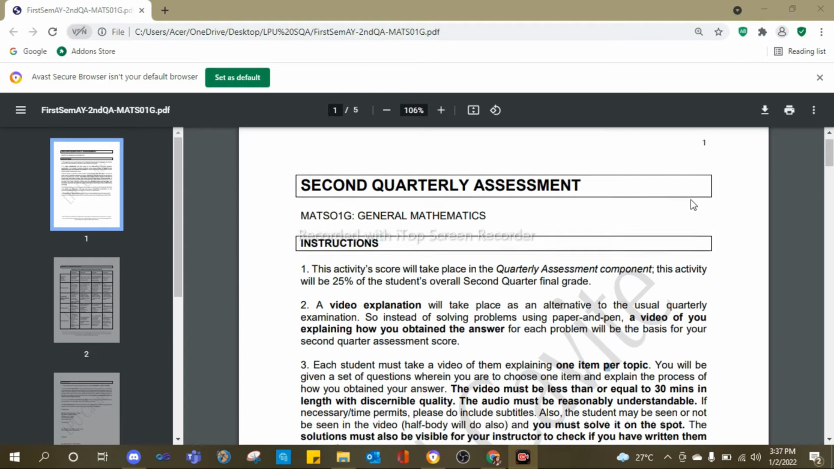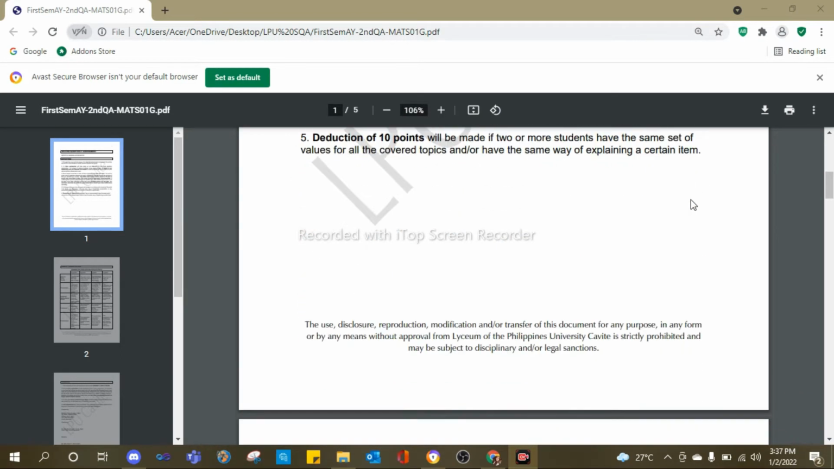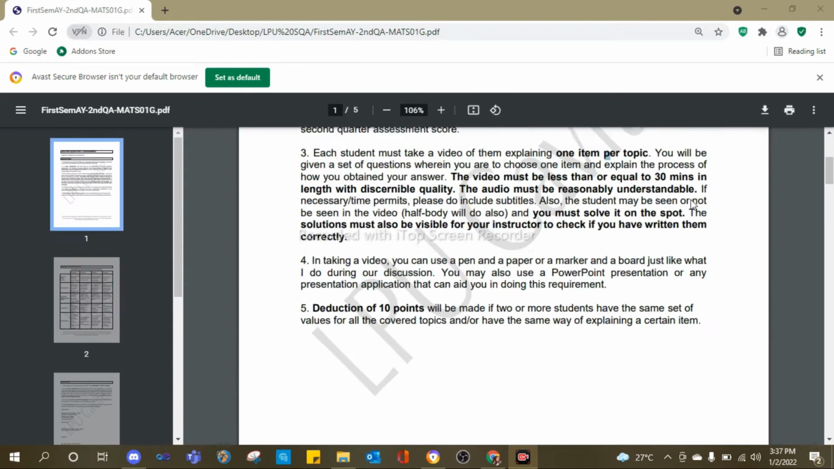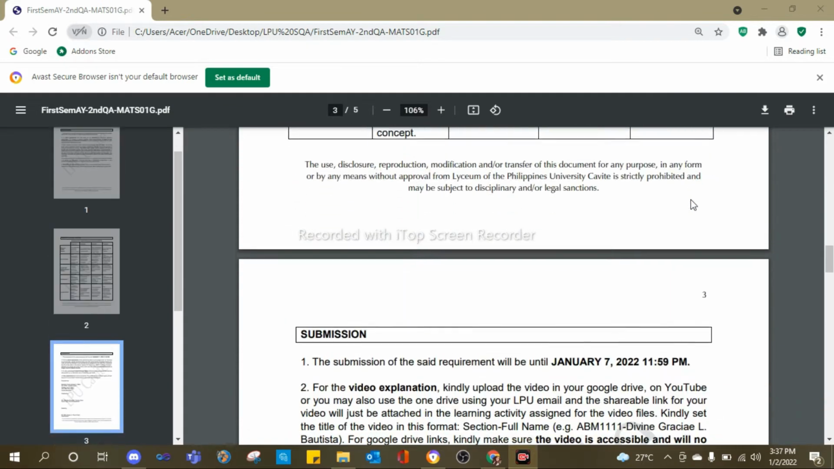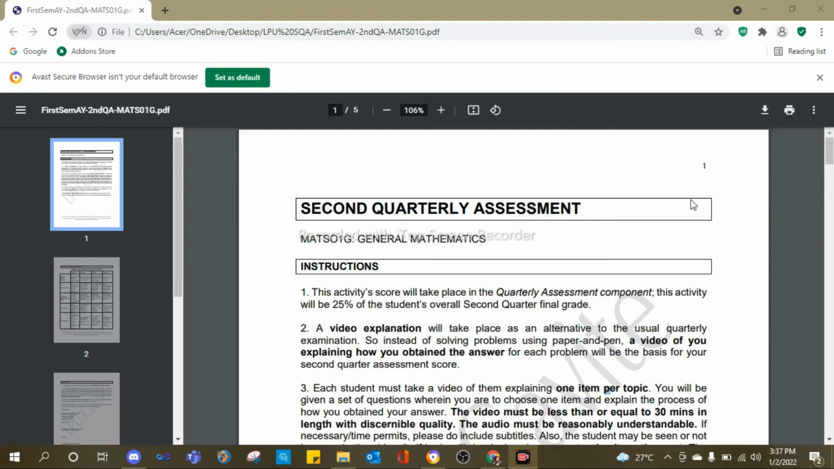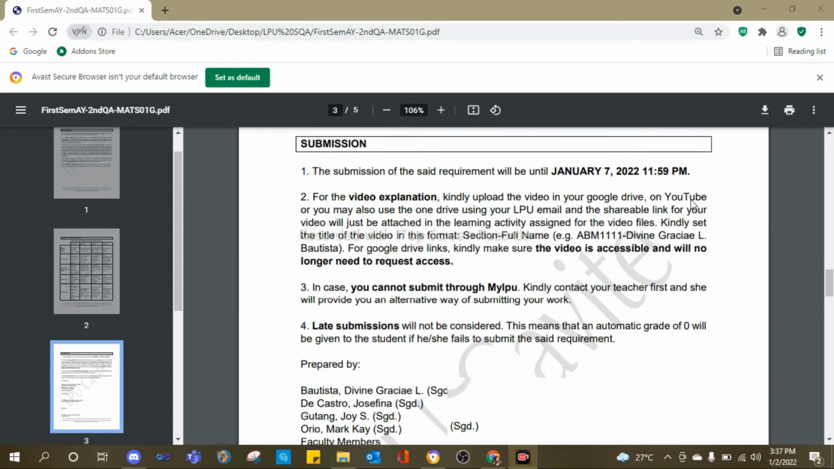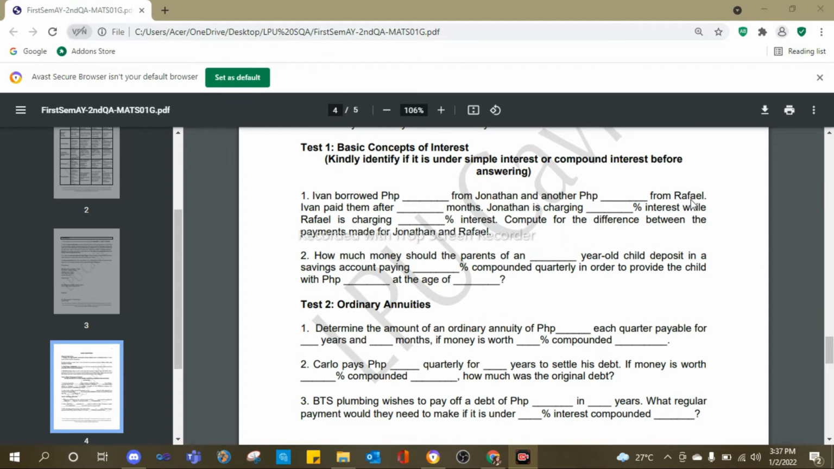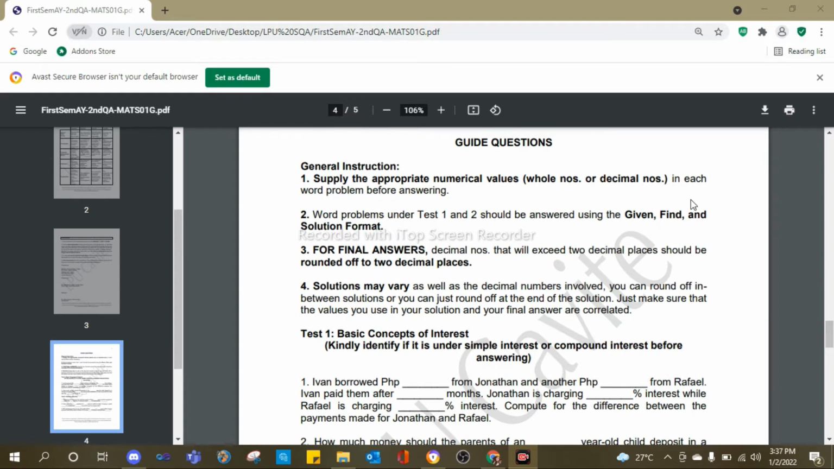I'll be discussing one item per topic in math, and this will be the second quarterly assessment. The instructions here are that we need to take a video and solve the problem. So, my topic that I chose in test 1. Let's first read the guide questions.